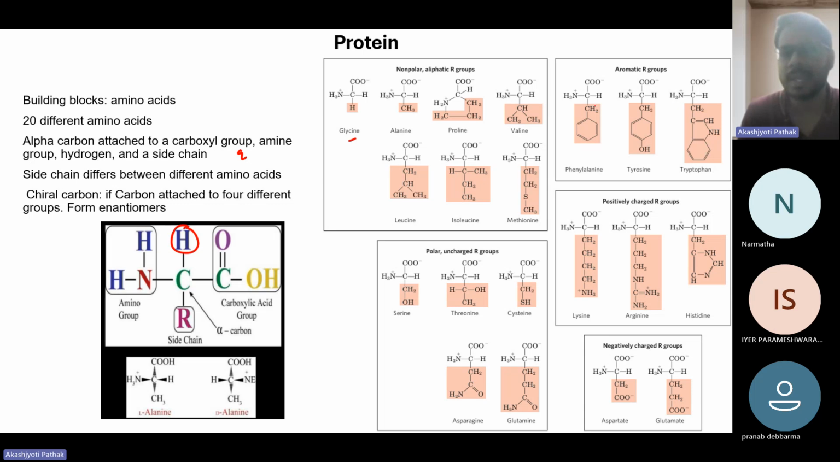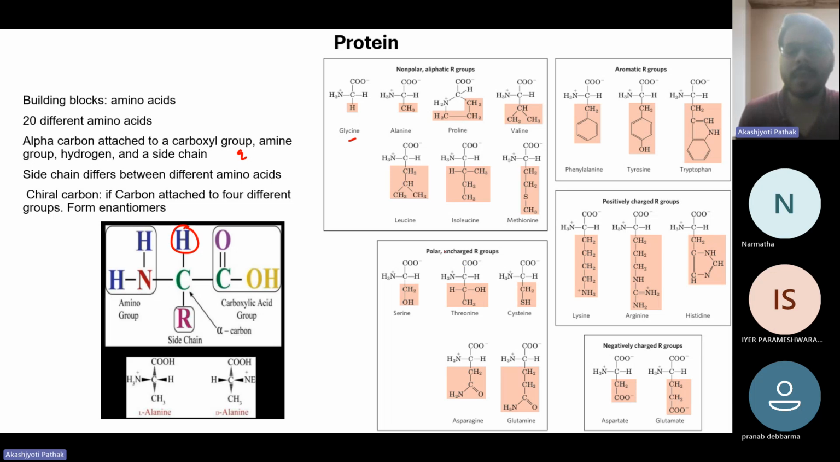Now, if my side chain has different rings, like a benzene ring, then we call it an aromatic amino acid. If they have nitrogen containing groups, like NH2 groups, then these are basic amino acids, because their side chains have an NH2 group and they will be positively charged. And if my side chain has a carboxyl group, like that seen in aspartate and glutamate, then my amino acid will be an acidic amino acid.